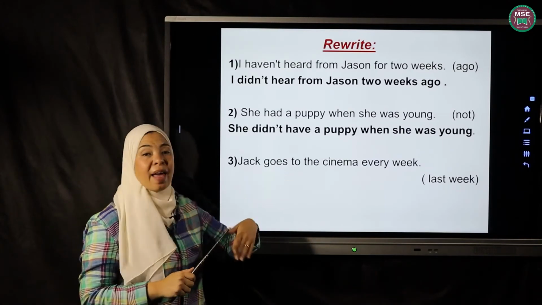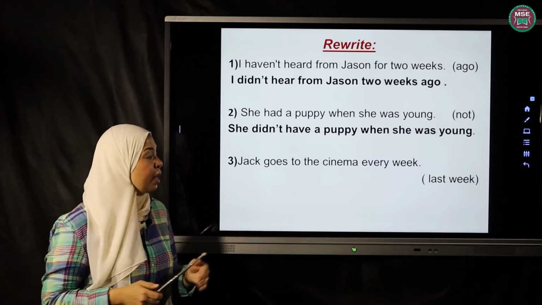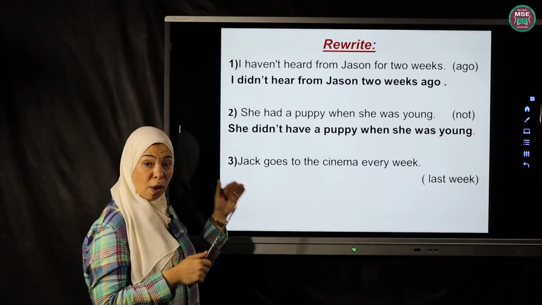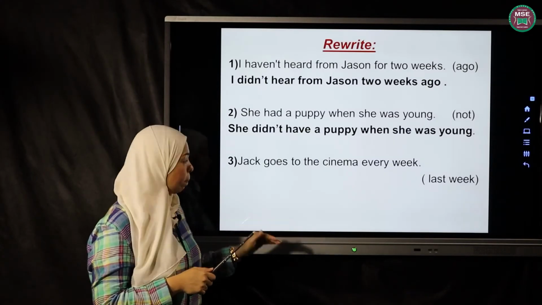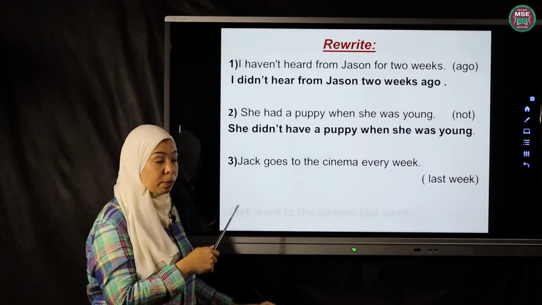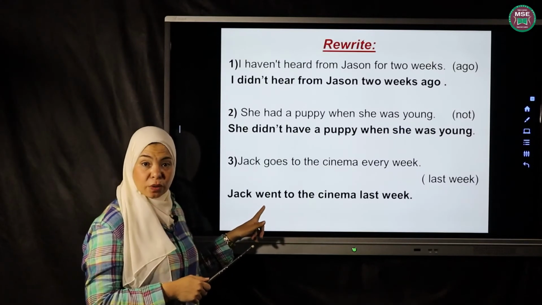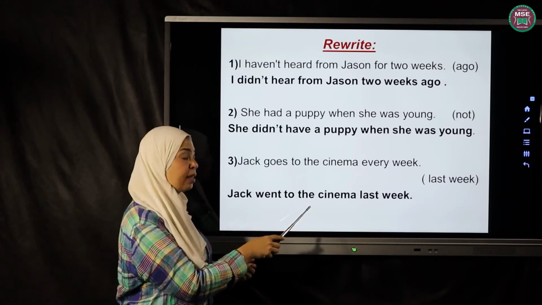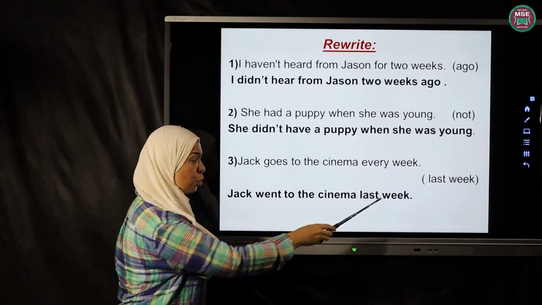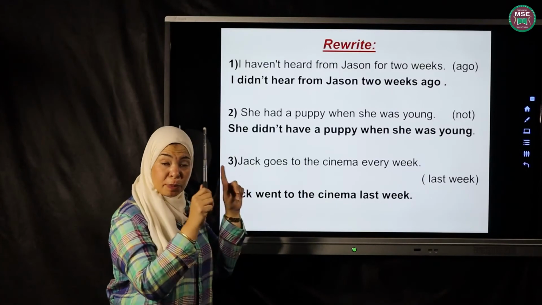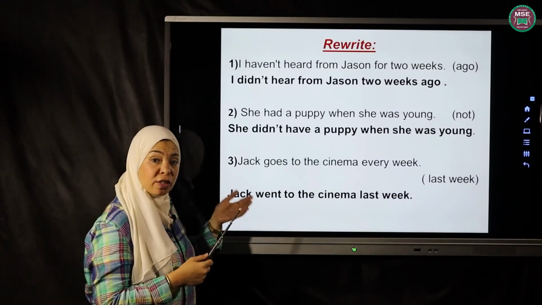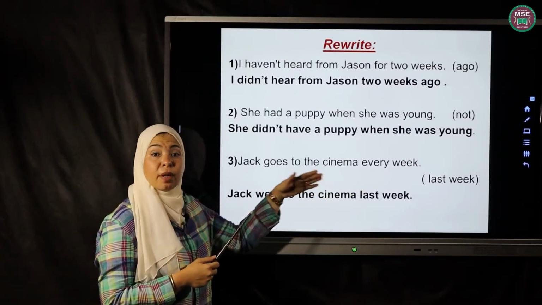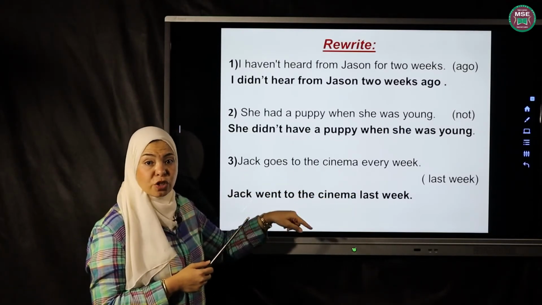The third one. Jack goes to the cinema every week. This is present simple form, and I want you to use last week. This means that you're going to change the sentence from present simple to past simple. Instead of goes, it will be went, because the past form of go is went. Jack went to the cinema last week. So this is very important: read well what's between the two brackets and try to change the sentence. We call it sentence transformation. That's because I use the given word, but I have to apply the tense which is related to the given word.